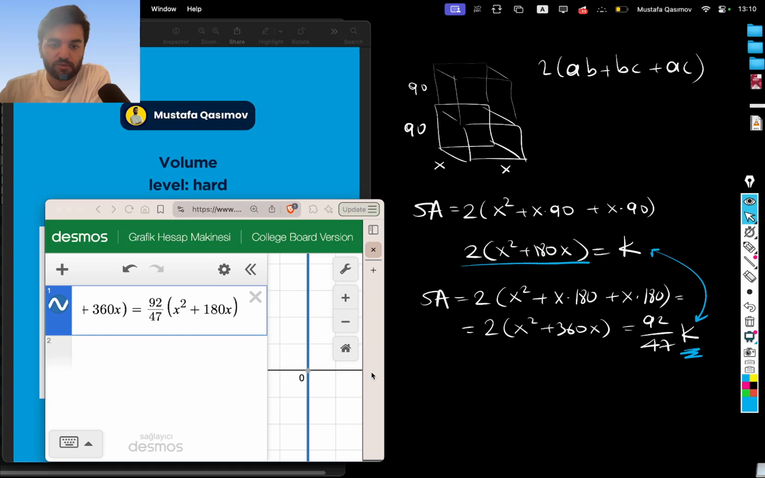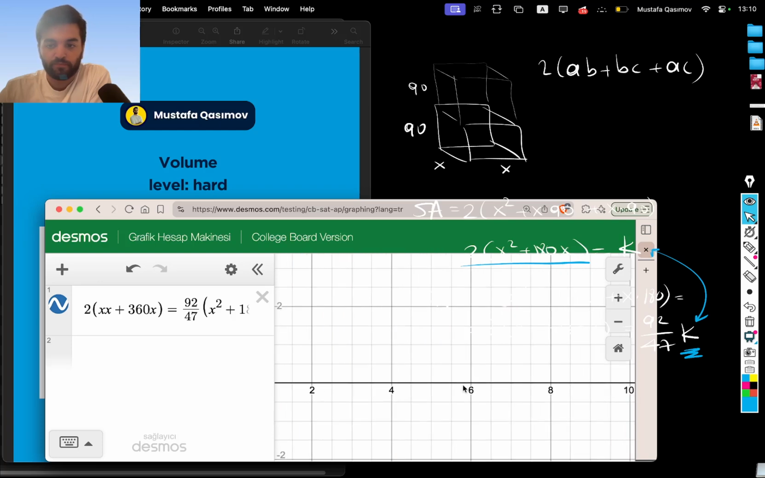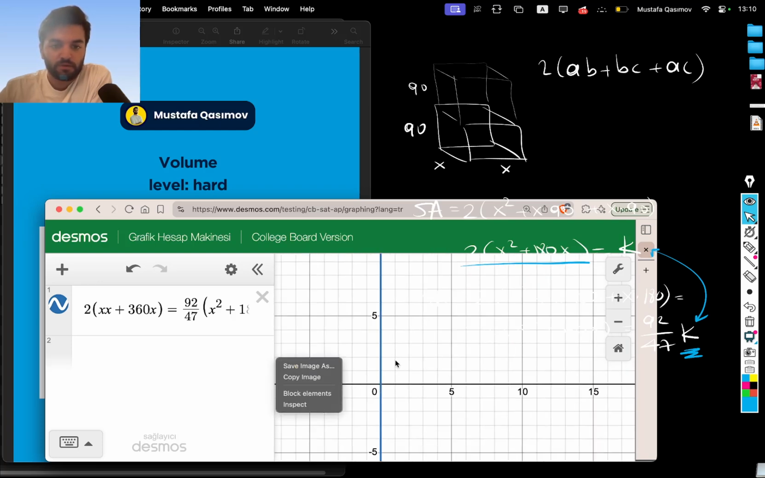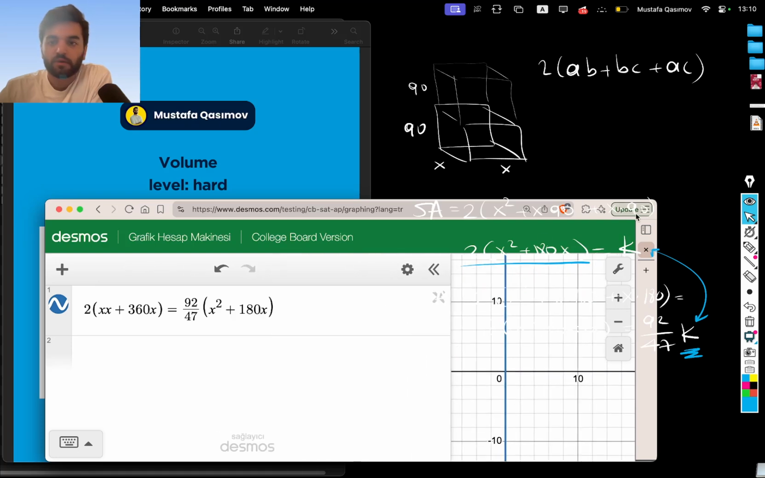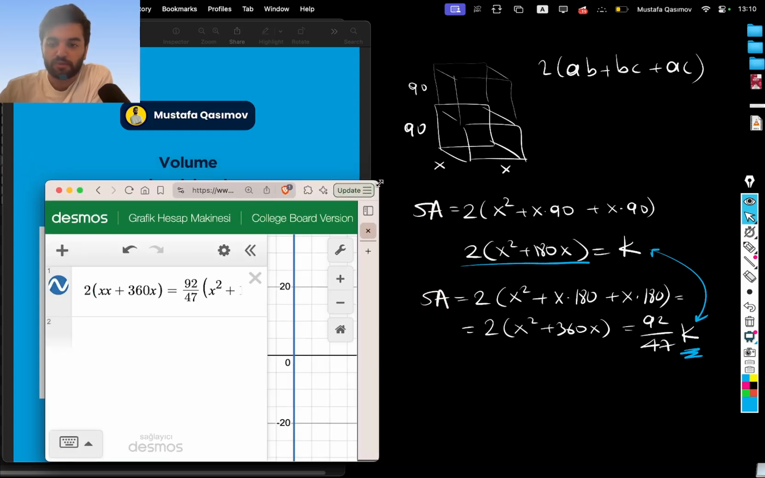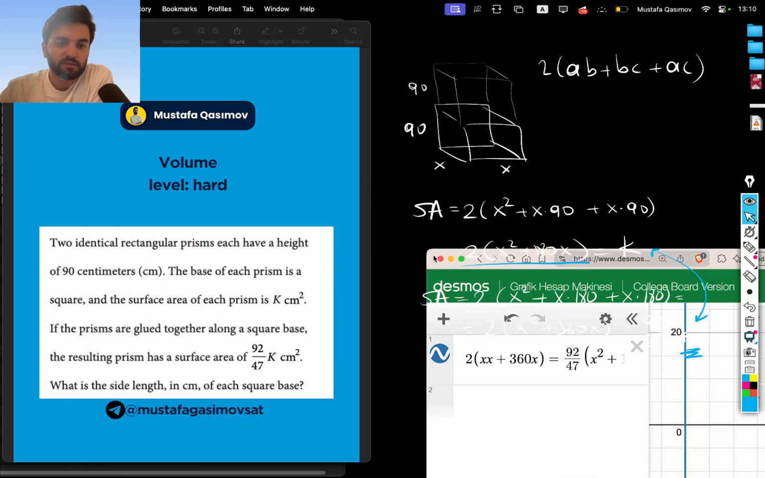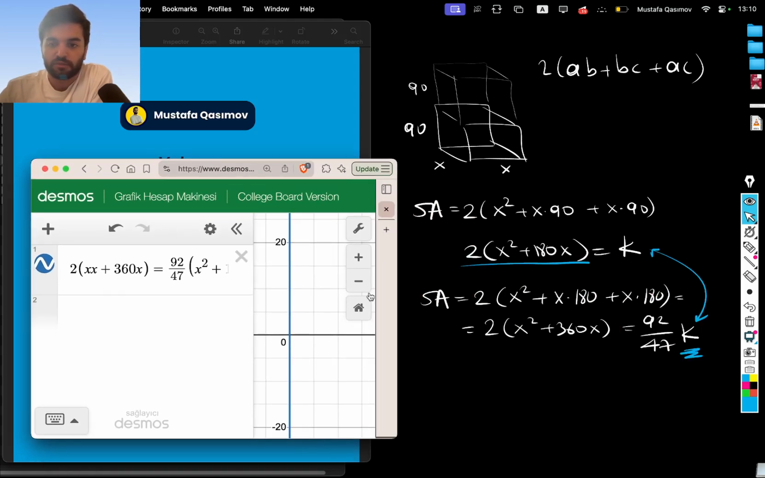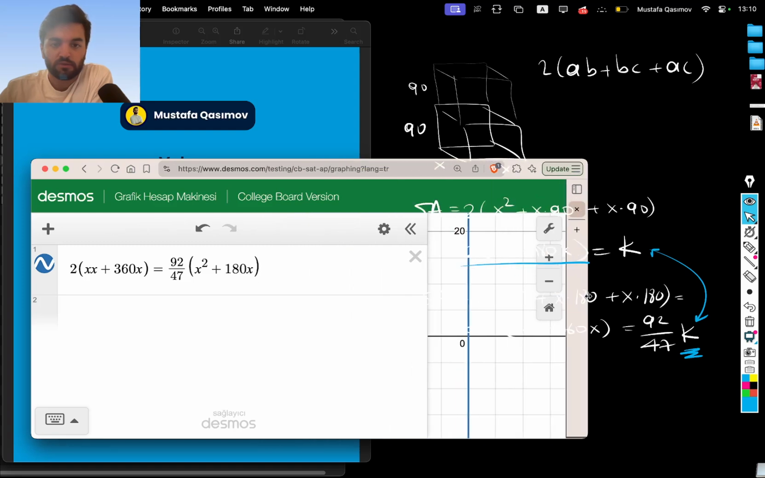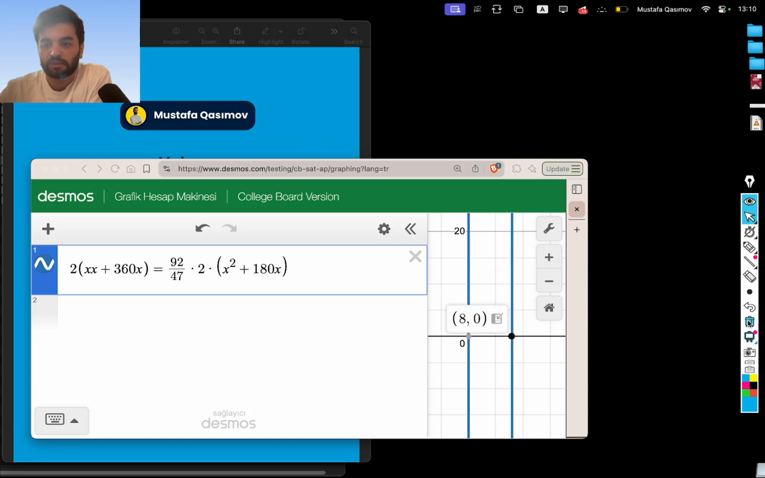Just wait 1 minute. Okay, what did we write here? 2 multiplied by x squared plus 360x is equal to 92 over 47. We forget about 2, I think. So answer is 8. Answer is 8.